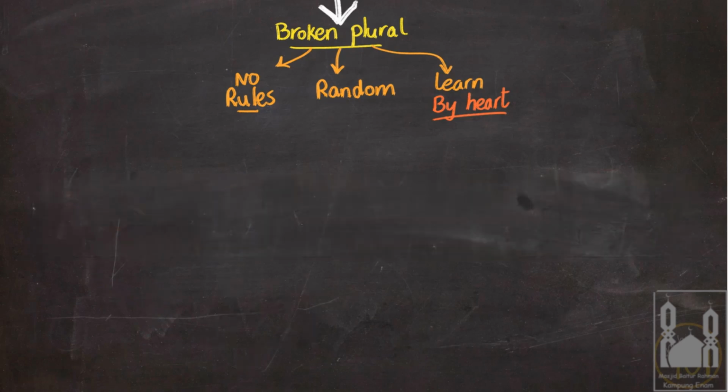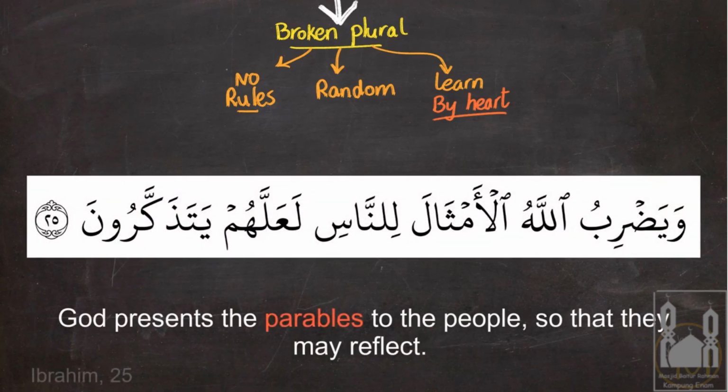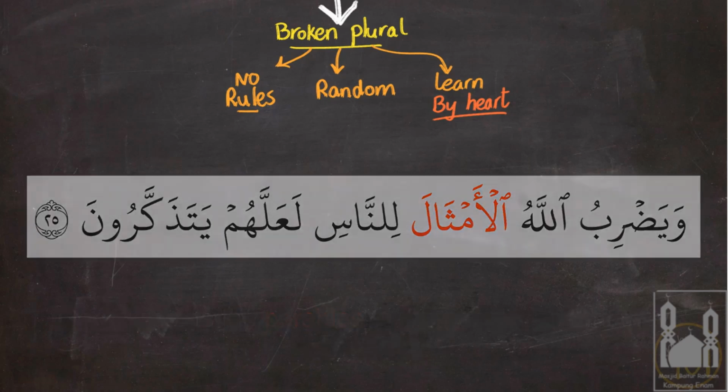One last example. وَيَضْرِبُ اللَّهُ الْأَمْثَالَ لِلنَّاسِ لَعَلَّهُمْ يَتَذَكَّرُونَ. And here is the word al-amthal, which is the plural form of mathal, which again does not follow the rules that we mentioned at the beginning of the lesson.